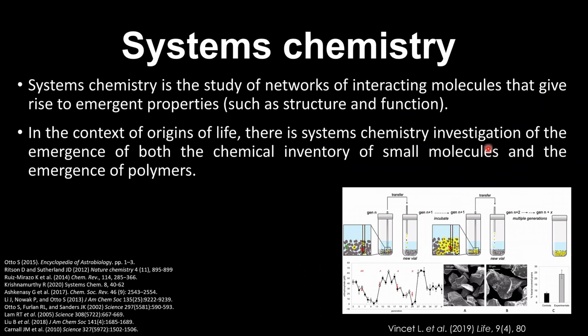Systems chemistry is another interesting direction in my mind, and it is emerging as a promising direction and a relatively new subdiscipline of chemistry. It is the study of networks of interacting molecules that give rise to emergent properties such as structure and function. And in the context of origins of life, there is systems chemistry investigation of the emergence of both the chemical inventory itself of small molecules and the emergence of polymers.